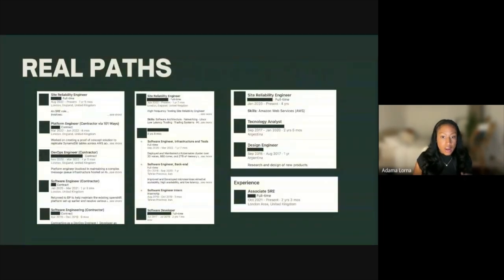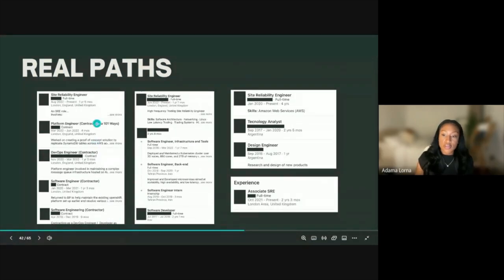I actually just wanted to draw out these real paths that I saw when I was looking on LinkedIn. I've redacted some of the information, even though it's on a public platform. But anyway, I just wanted to show you that these are the real paths of people to SRE.